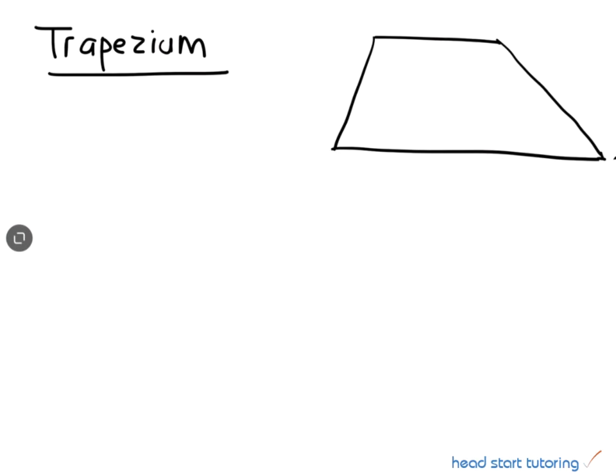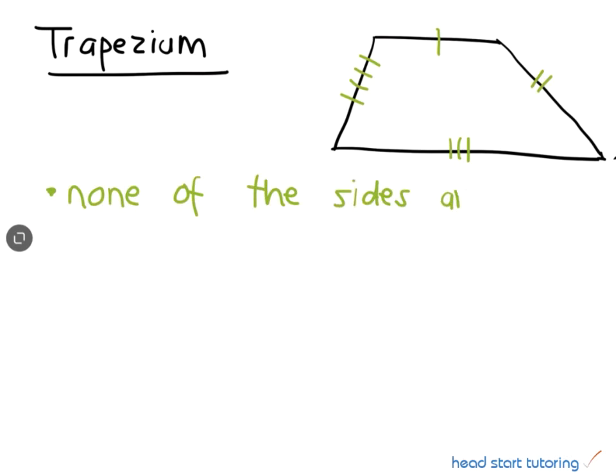Right, we are going to be having a look at the trapezium. The trapezium does not have any equal sides, so we indicate that by putting a different number of lines on each of our sides, and that is obviously one of our properties. So none of the sides are equal.